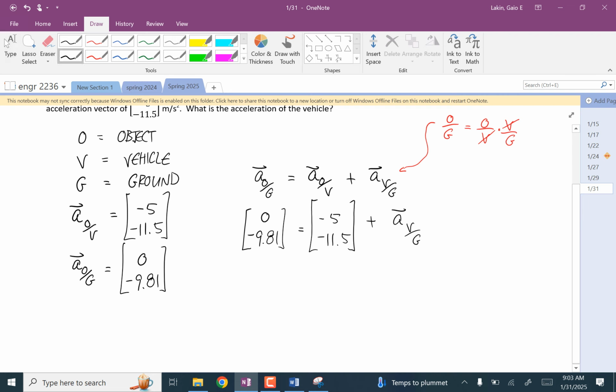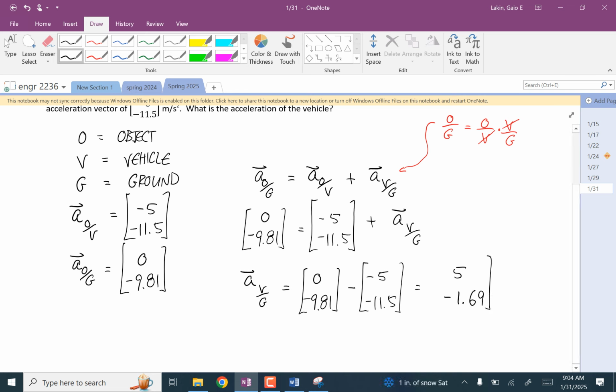You can separate this into X and Y equations and do it, or you can do it in full vector form. But what you get is that the acceleration of the vehicle relative to the ground is equal to 0, -9.81, minus -5, -11.5. And the X is 5. That one's easy. And the Y is... -1.69. Is that positive? Positive. Sorry.